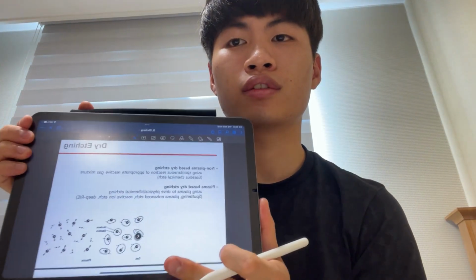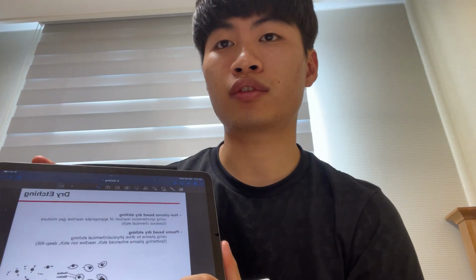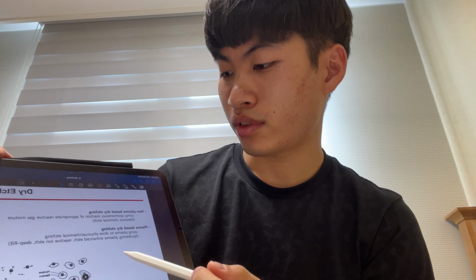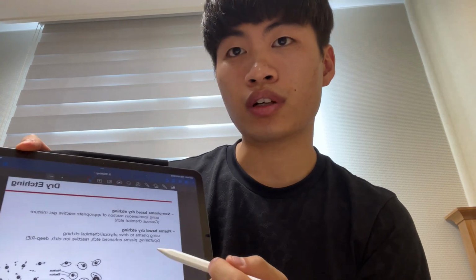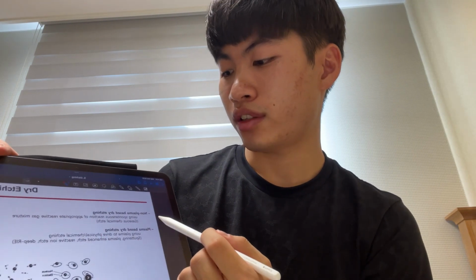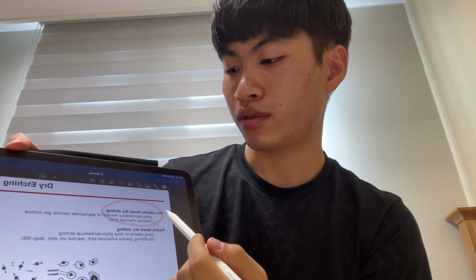But if I have to tell about dry etching again, we can use the plasma for the dry etching, but there are some methods not using the plasma, and next time we will discuss this method. Thank you.